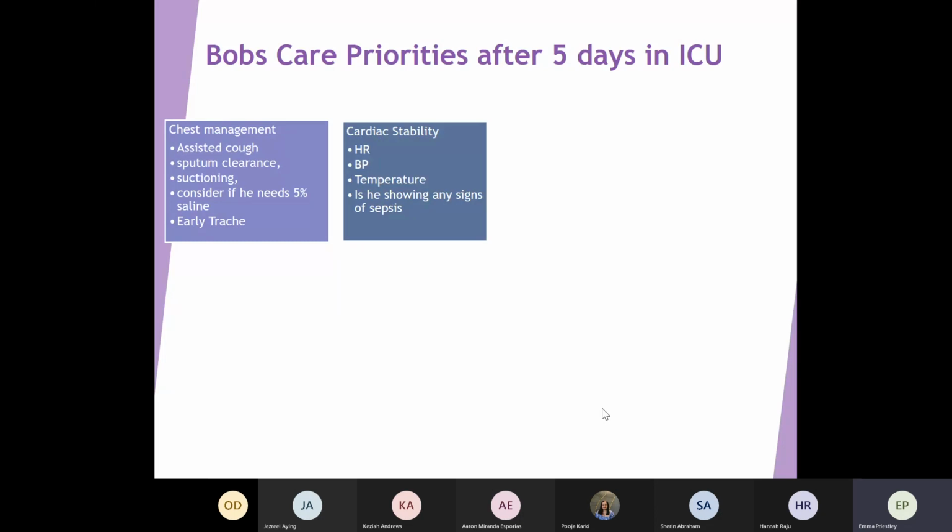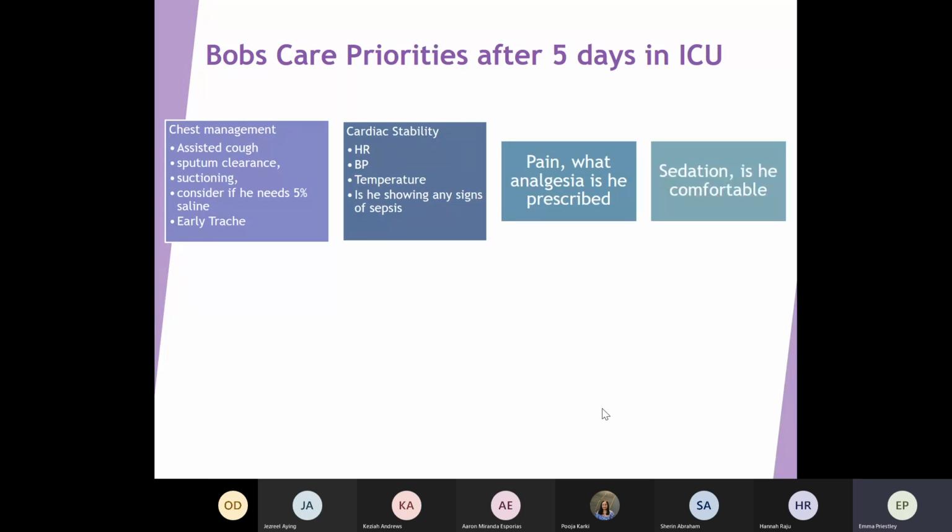So have we got any cardiac instability? What is his temperature? Is he showing any signs of sepsis, which we've had in the room? And pain, what's he got? Does he need more? Is he still in pain? Maybe the pain team would like to see him. I mean, there's some options there, isn't there? Sedation. Is he comfortable? Because if he's still got the ET tube in, you still need to give him some level of sedation. He may not have a cough, so he might be one of them patients who just lays there, but actually he could be feeling really uncomfortable and you wouldn't know.